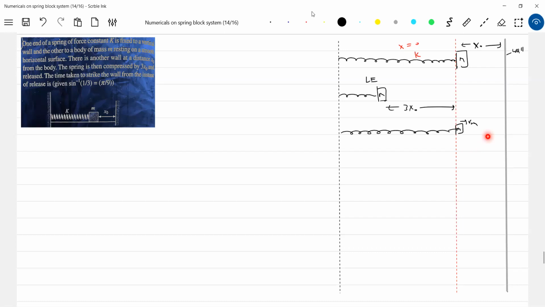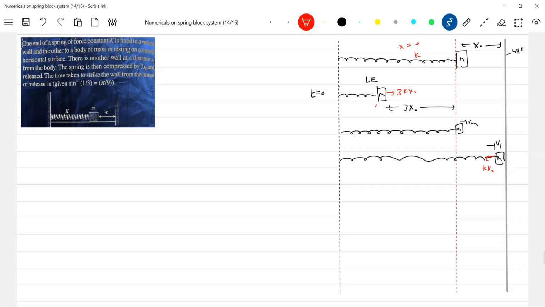First, let me calculate the time period. That will also come into picture. What is the time taken to move from here to here? That was our question: the time taken to strike the wall from the instant of release. So I'm going to release from here. This is t equal to 0. So it will go and strike the wall with a velocity v1. Here spring force 3kx naught will be acting. Here kx naught. Still this is the mean position. This red color dot is the mean position.